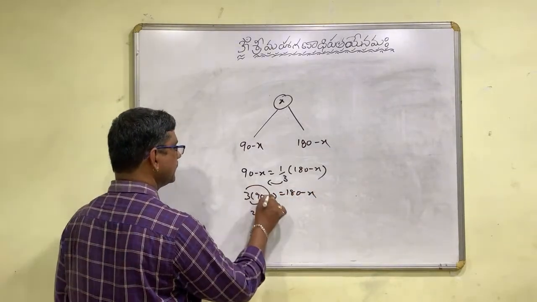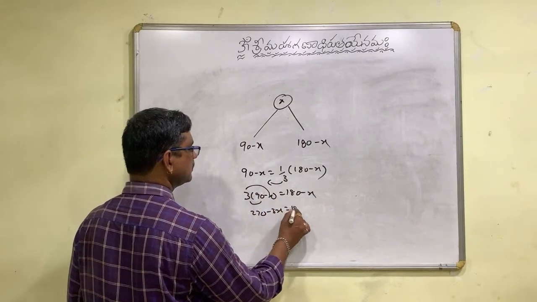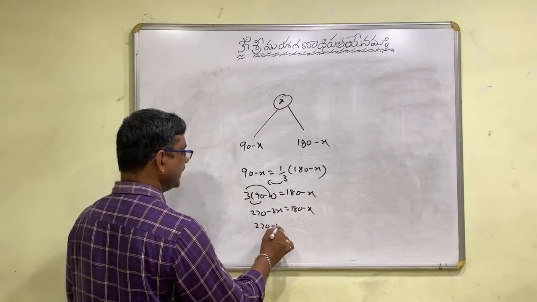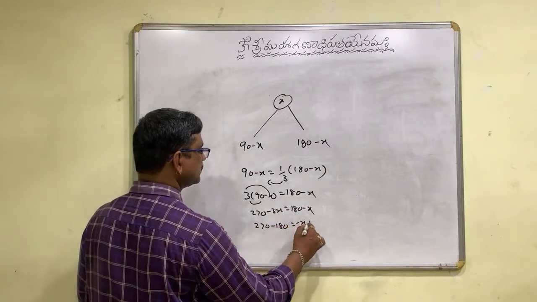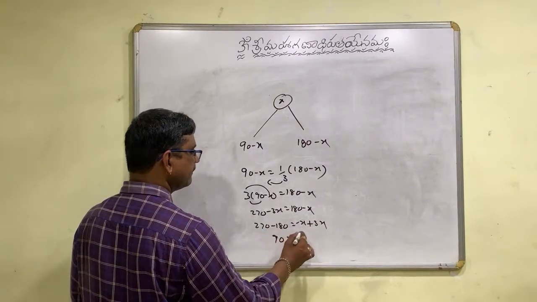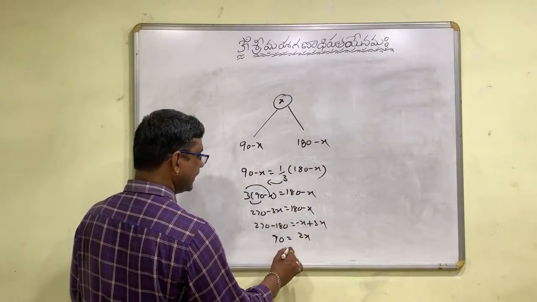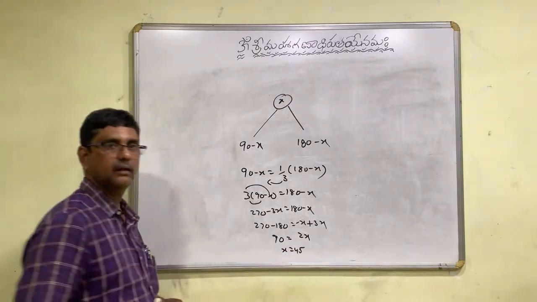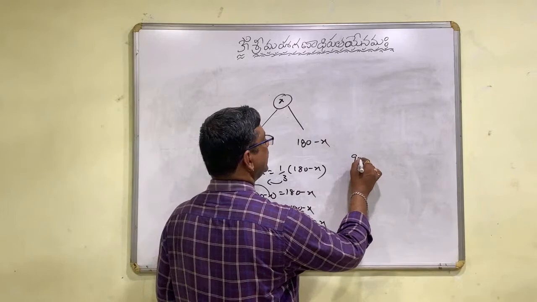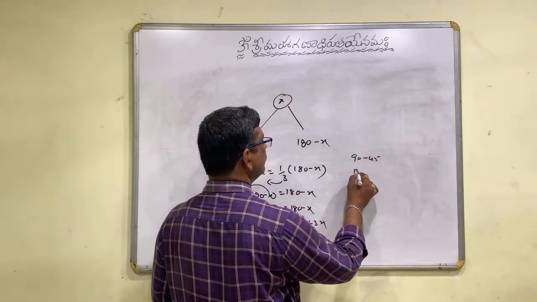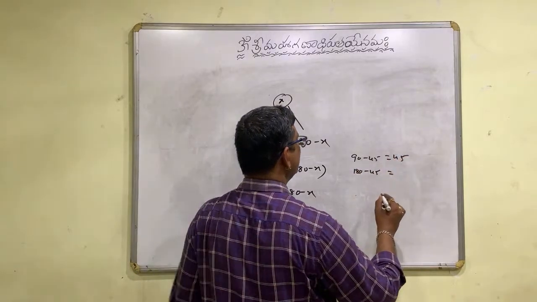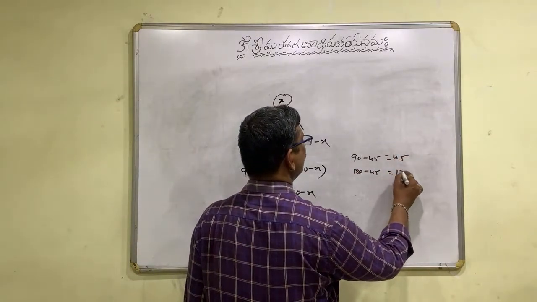(270 minus 3x) = (180 minus x). Now send all the numbers on one side and variables on the other side. So this is 90 = 2x, x is 45. X is 45. Now 90 minus 45, 180 minus 45. This is 45 and this is 135.